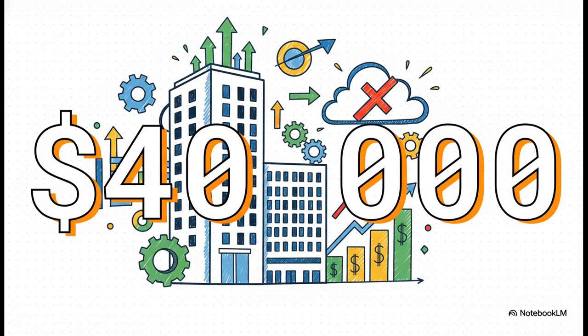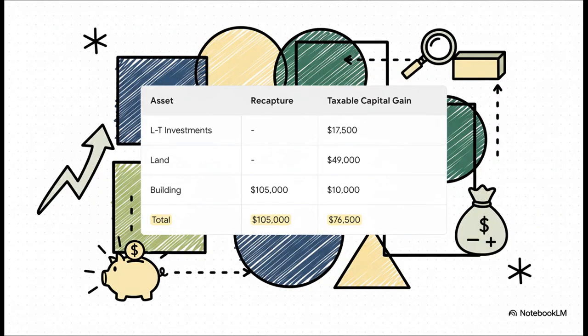First things first, we have to deal with the mandatory part. The equipment is worth less than its tax value, so we must recognize that $40,000 difference as a write-down. No choice here. This gives us an immediate tax deduction in that short year. Now comes the strategic play.